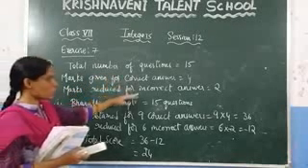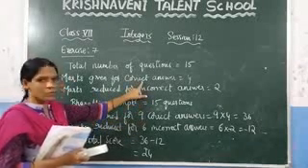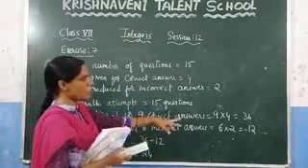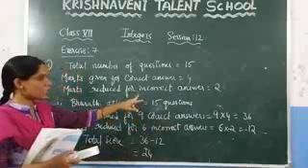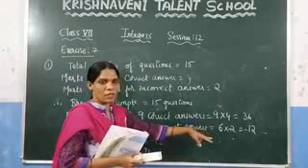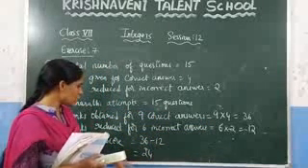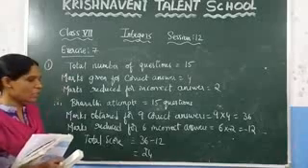The total number of questions is 15. Bharti attempts 9 correct answers. For each correct answer, they give 4 marks. So the total marks will be 36. For each incorrect answer, they are reducing minus 2 marks. So how many marks will be reduced? Minus 12. If you want to calculate the total score, you need to subtract those two values so that you get the total score as 24.